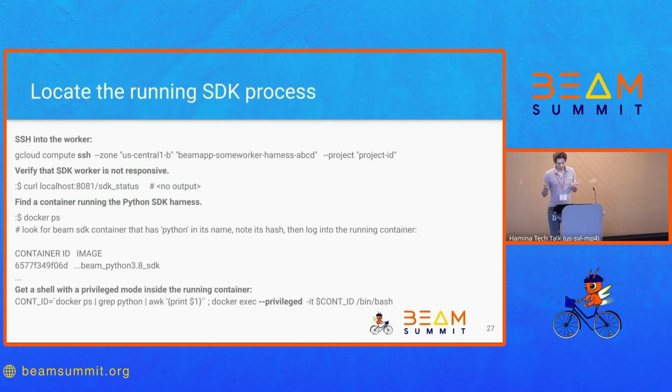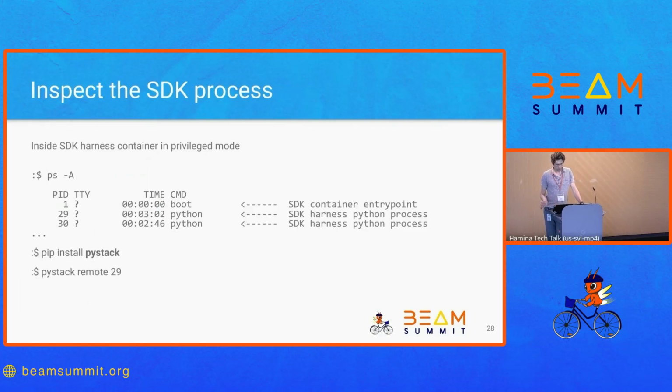find the containers that are running the Python SDK harness, and then use another tool that would inspect the process that runs the SDK harness and the process that is stuck. To do that, we had to find the running container and get a shell inside that container that runs in privilege mode so that the ptrace syscalls are possible.